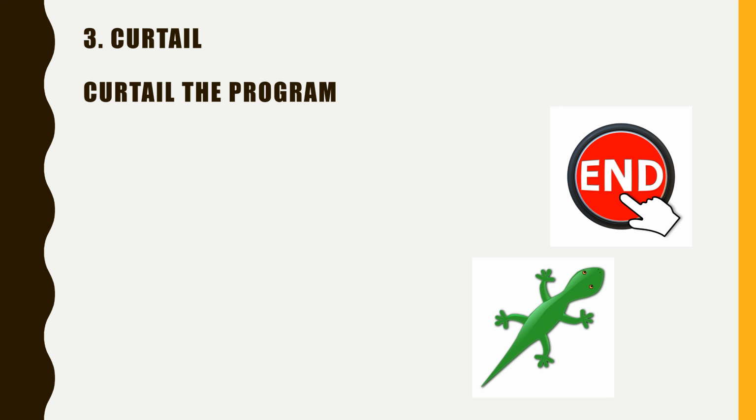Curtail the program. So the definition of curtail is to shorten or reduce, to bring something to an end. We also used to say curtail the tail because it kind of helped to remember the word. The idea is that if you cut off the tail of a lizard, the lizard's tail grows back eventually. So you can imagine chopping off the tail of a lizard, and that's the idea of cutting something short.